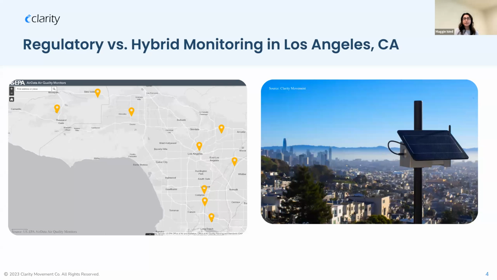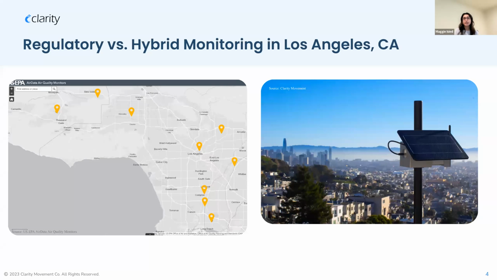And so while previously this might have been a good solution, using a monitor that's in one location to estimate concentrations and exposure may no longer be effective. The image on the right is our Clarity Node S, which monitors PM 2.5 and NO2. And monitors like Clarity and other low-cost sensors have gained popularity to increase spatial coverage of air monitoring. And they have a variety of uses.